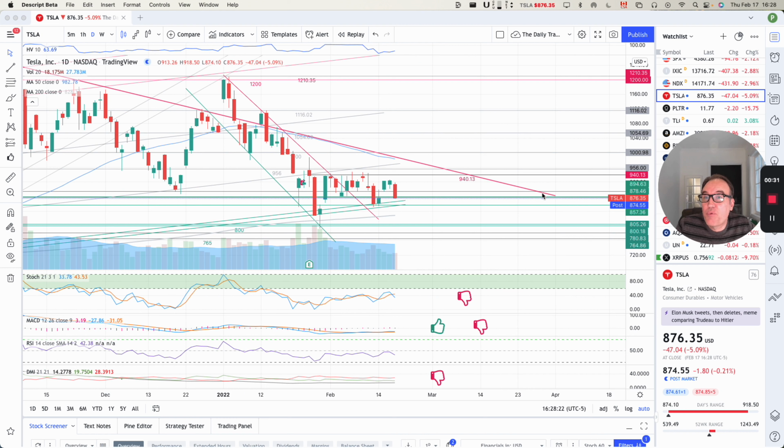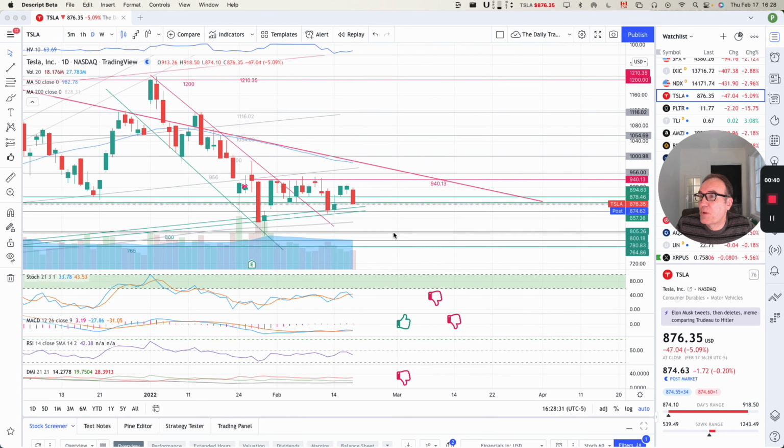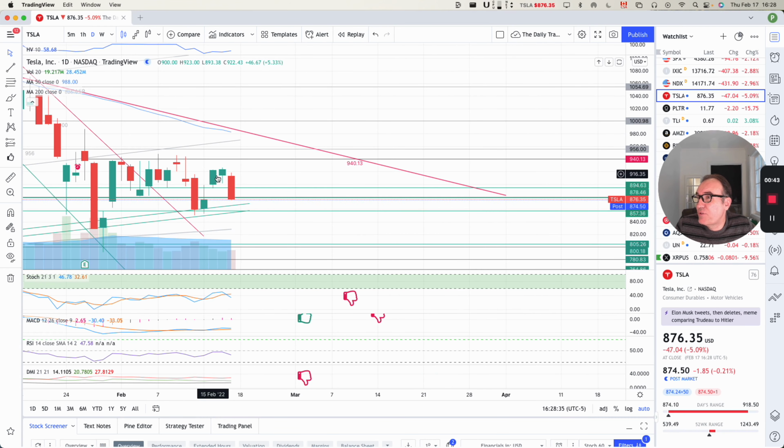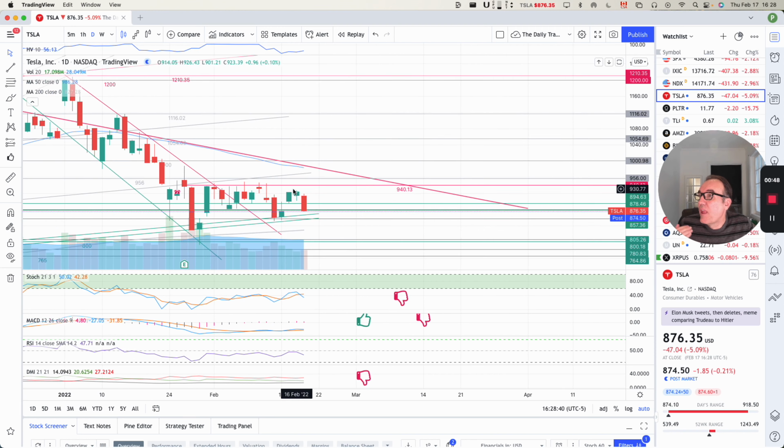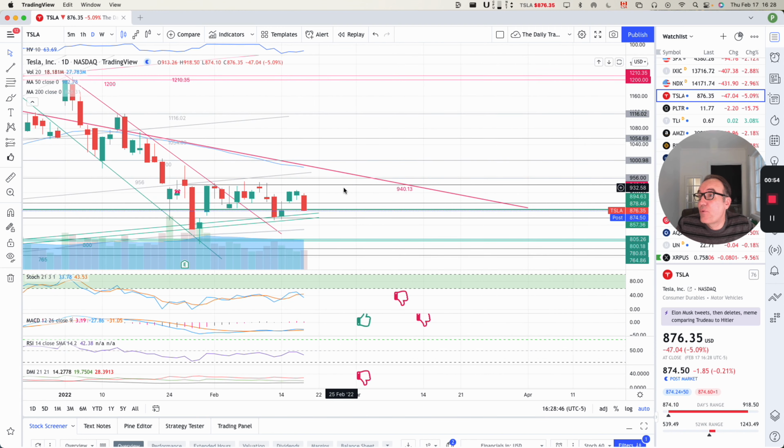What's happening? Tesla is down $47.04, 5.08%. That's a lot. Post-market, we are down 1.72, at 874.63. So let's look at what we have here on the chart. We had two nice days yesterday. We were still in the congestion zone between 879 and 940.